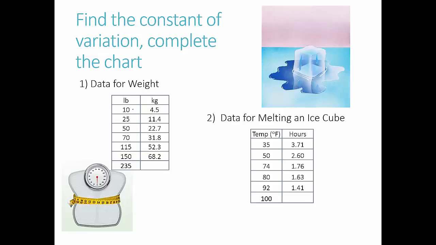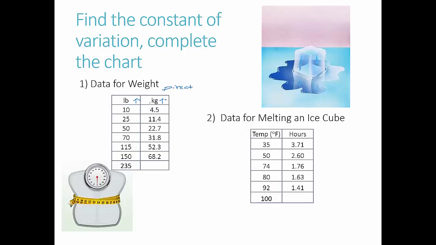When I look at the values for pounds, 10, 25, 50, all of the values are increasing, so I'm going to draw a little up arrow. These are increasing. When I look at the values for kilograms, 4.5, 11.4, etc., these values are also increasing, so I'm putting a little up arrow for these as well. Now, because they are both increasing, I know that this is a direct relationship because as one item increases, so does the other one. That means that I can model this with a direct variation equation.